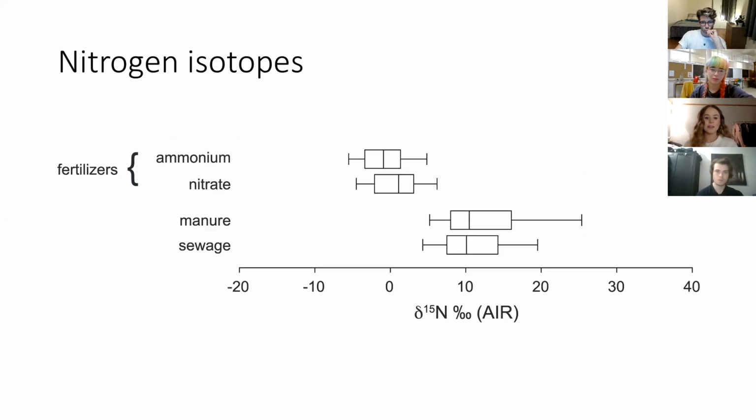And so this is really useful for us because each of our sources of pollution have a distinct nitrogen isotope signature, which helps us a lot. So fertilizers, both kind of ammonium and nitrate, tend to have a delta 15N value of about 0 per mil, and this is because they're manufactured straight from N2 gas from the air. So they're literally manufactured from the standard essentially. So they're going to end up being about 0 per mil.